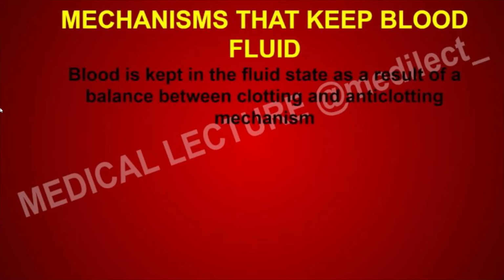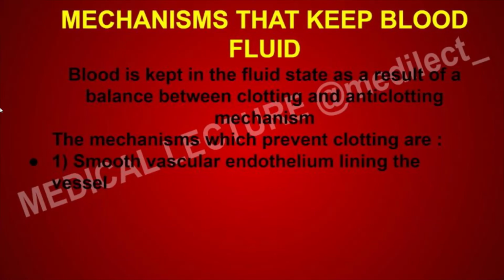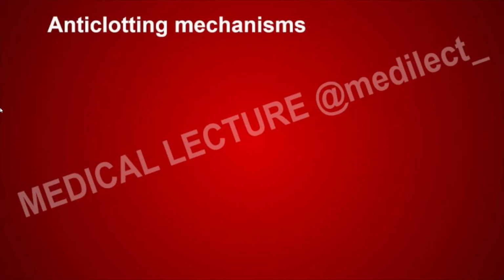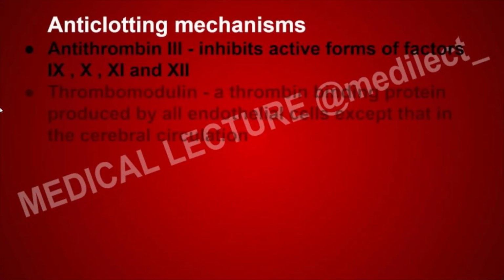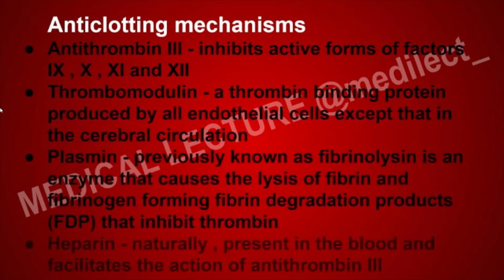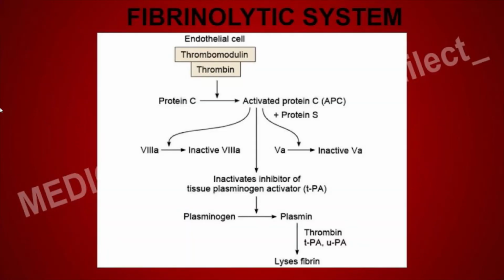Now next is the mechanism that keeps the fluidity of the blood. So over here, blood is kept in the fluid state as a result of a balance between the clotting and the anti-clotting mechanism. The mechanisms which prevent the clotting include the smooth vascular endothelium lining the vessels. Anti-clotting mechanism includes antithrombin 3, thrombomodulin, plasmin, and heparin. So these are the anti-clotting factors or anti-clotting mechanism. This is the fibrinolytic system. Such a system and also the anti-clotting factors inhibit the clot formation in the blood.